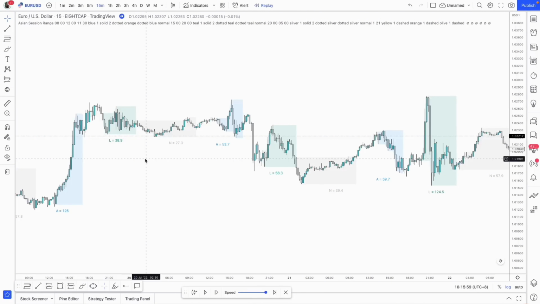Now, usually the common rule is once a side of the market gets liquidated, it will likely run and turn the other way because the liquidity has now been taken on the one side of the market. So the only liquidity available is, of course, on the other side of the market.